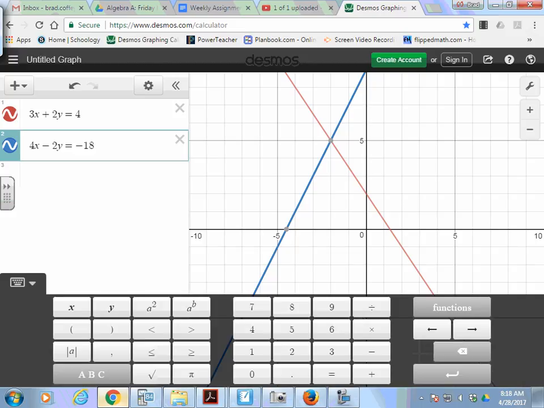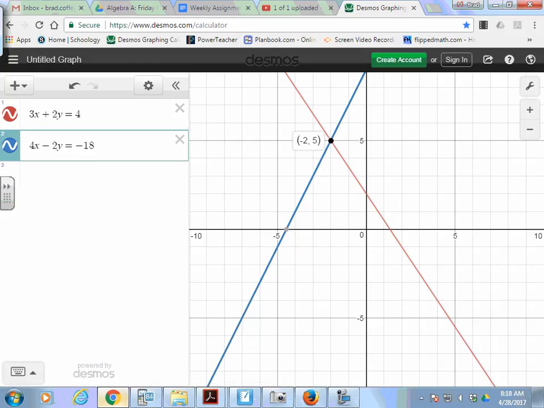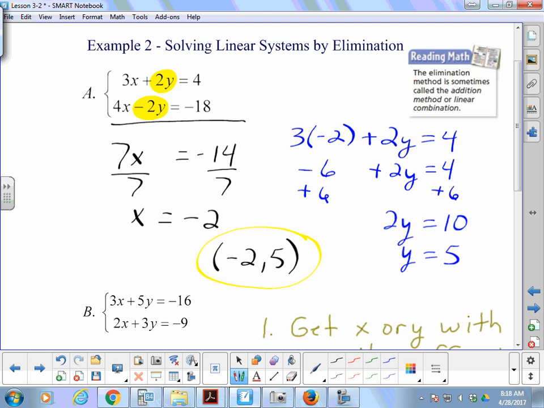Okay. So when you put them in Desmos, you get the intersection point. You can see it. If you can't see it, you just make your graph bigger. And if you click on it, it'll actually give you that answer. So I can tell by using Desmos that I just verified that my answer of -2, 5 was correct. Okay. And the nice thing about that is you can type them in as they are, unlike your calculator where you've got to have them in slope-intercept form. Okay. All right, let's look at another one.